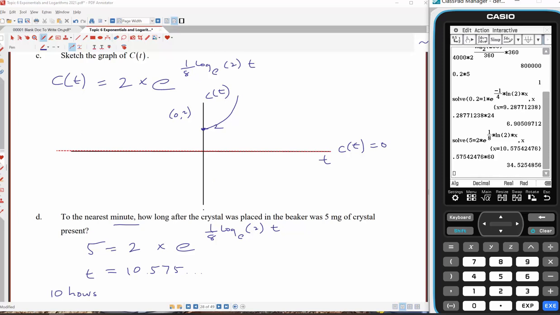So 10 hours and 35 mins. Okay, so I'm not rounding up because that's 0.5. I'm rounding up because 34 will be too low. And even if it was 34.02, I would still round to 35 in that case.